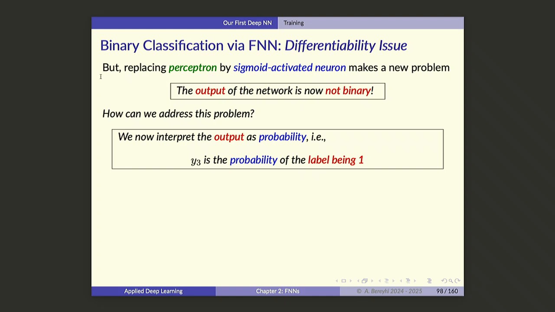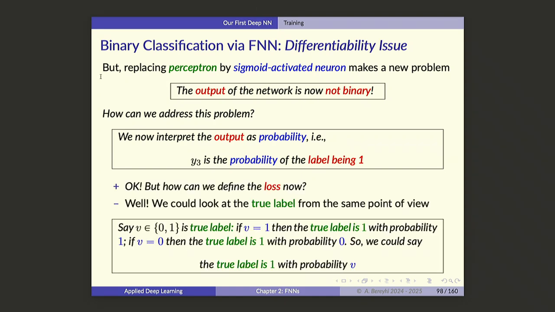We again looked at the true label as a probability, right? We said, okay, the true label is also a probability because if the label is 1, we can say that the true label is 1 with probability 1. If the label is 0, we can again say the true label is 1 with probability 0, which means that it is 0 with probability 1, right? It's the same thing. So we could in general say that any true label given to us is 1 with probability v, and this v is either 1 or 0, right?